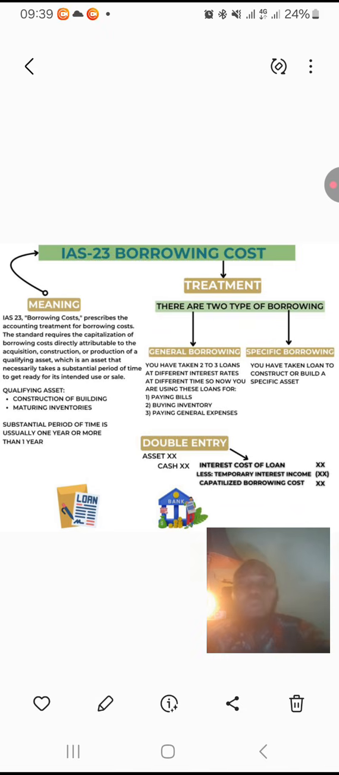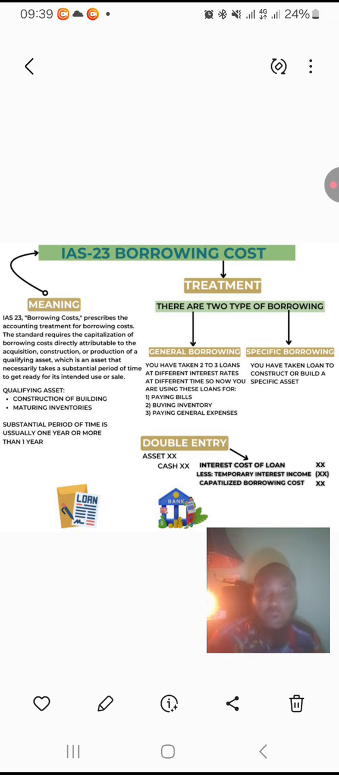So when we talk about borrowing costs according to IAS 23, there are various components. From our definition, we're talking about the principal sum and the interest. This interest is the additional cost on the amount of funds being borrowed. So the components of borrowing costs include interest, that is the amount payable or the additional cost incurred on the funds that are being borrowed.